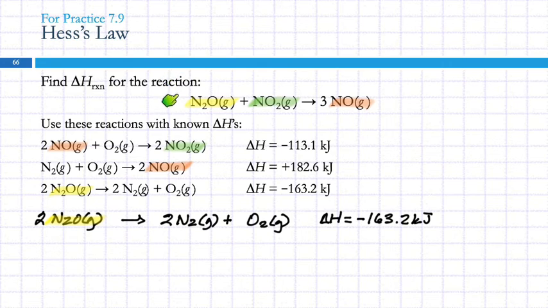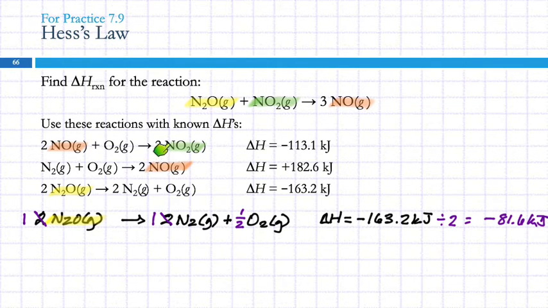Is this the right coefficient for my final equation? No. This is a 2. This should have a 1. So I'm going to take this equation and divide all the coefficients by 2. So dividing by 2, that's going to be a 1. This is going to be a 1. This was 1, but I'm dividing by 2, so now it's a half. And then I'm going to divide this by 2. Negative 163.2 divided by 2, negative 81.6 kilojoules. Does that make sense? I'm using half as much in my reaction, and so the energy changes half as much.